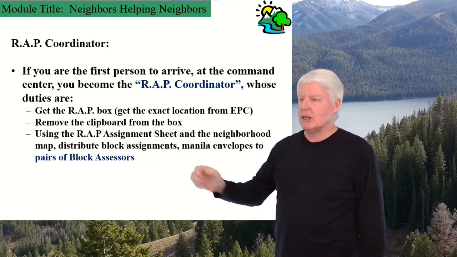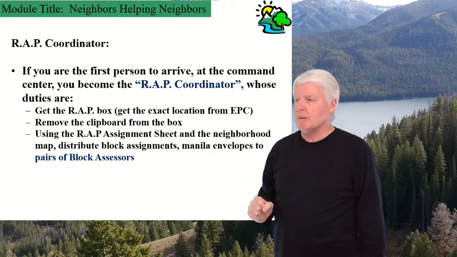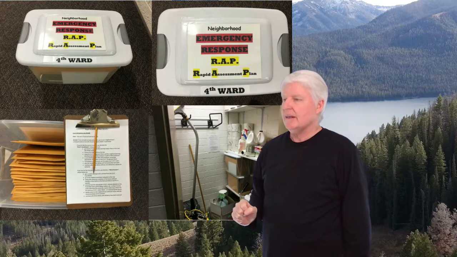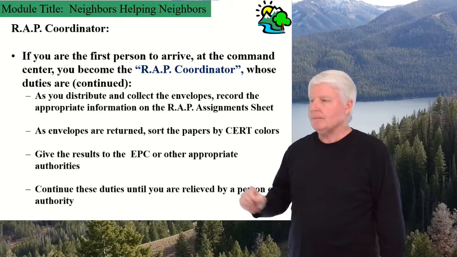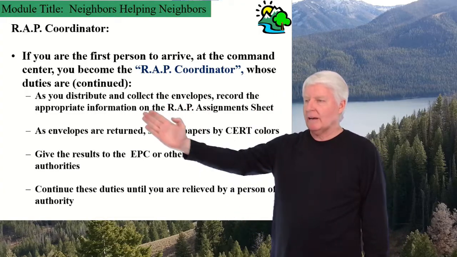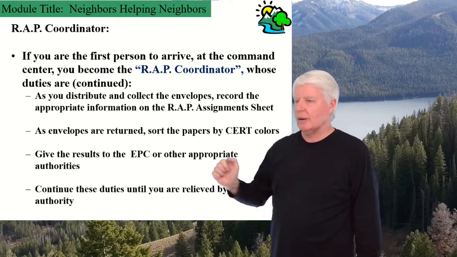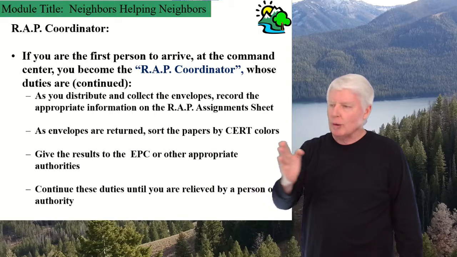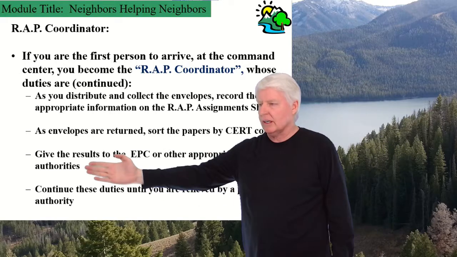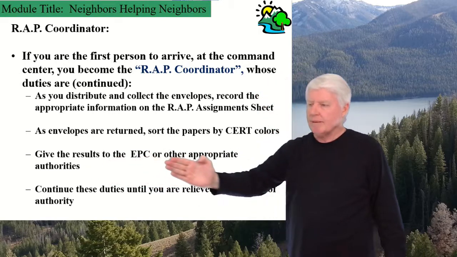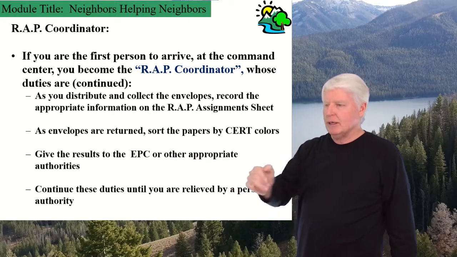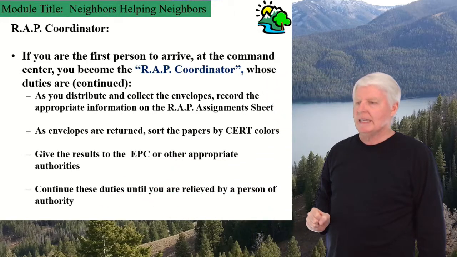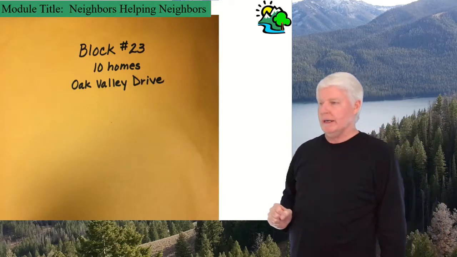Using the WRAP assignment sheet and the neighborhood map, distribute block assignments, manila envelopes to pairs of block assessors. As you distribute and collect envelopes, record the appropriate information on the WRAP assignment sheets. I know we've gone over this. I'm just doing it again. As envelopes are returned, sort the papers by cert colors. Here's something new. Give the results to the EPC or other appropriate authorities. Continue these duties until you are relieved by a person of authority.